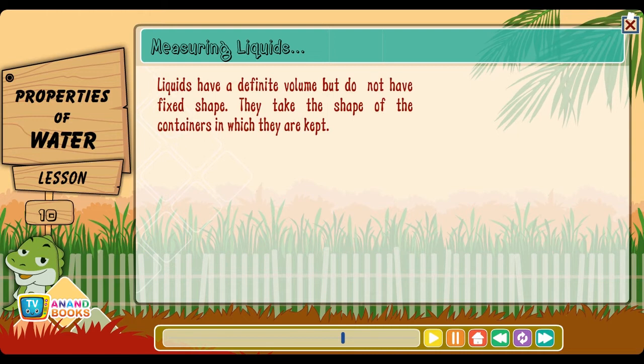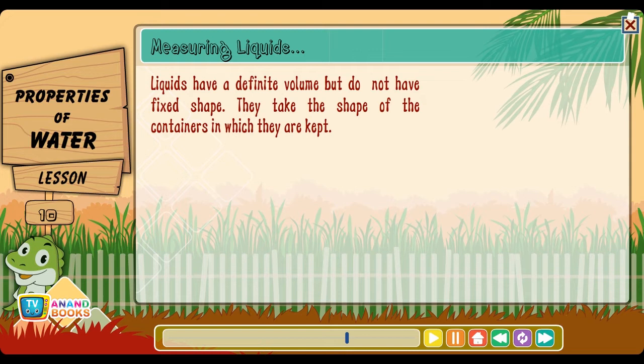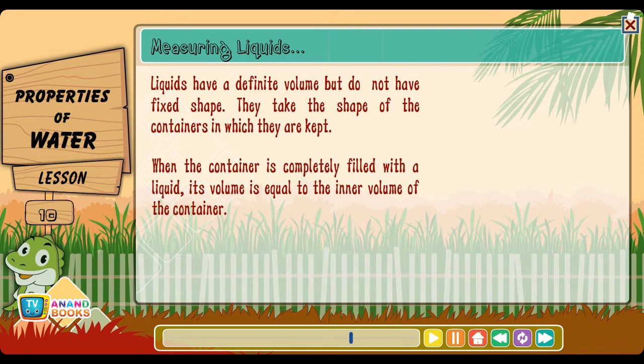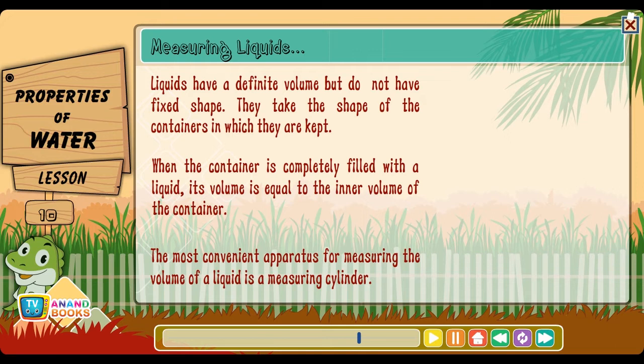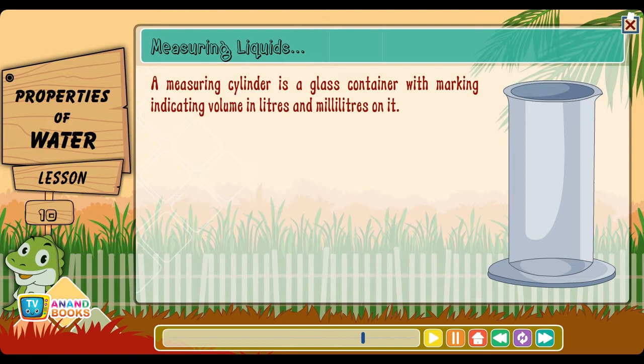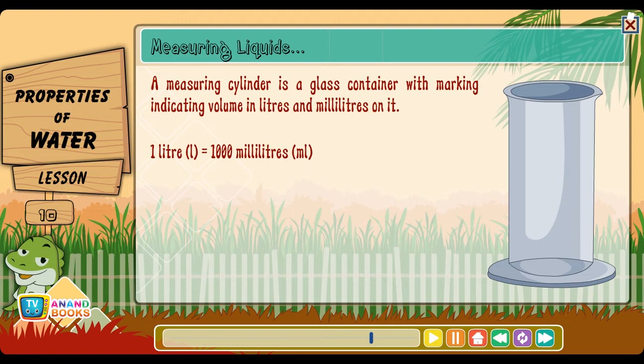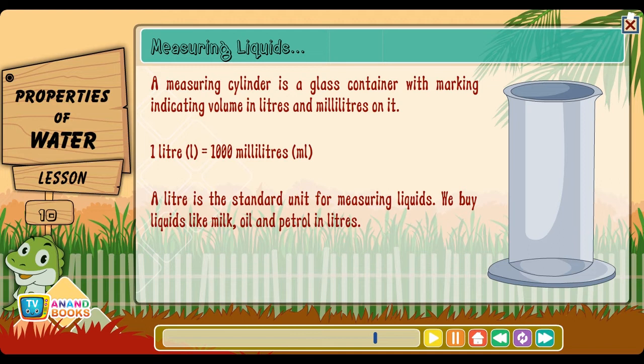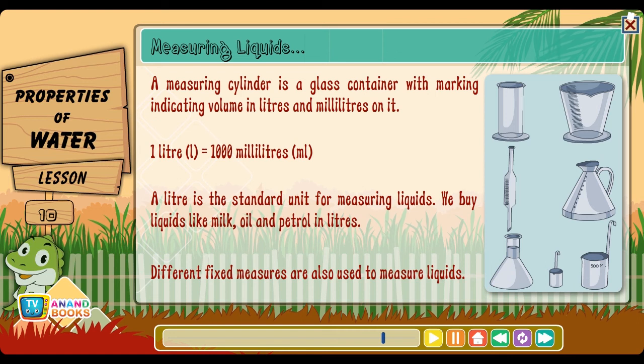Measuring liquids. Liquids have a definite volume, but do not have a fixed shape. They take the shape of the containers in which they are kept. When the container is completely filled with a liquid, its volume is equal to the inner volume of the container. The most convenient apparatus for measuring the volume of a liquid is a measuring cylinder. A measuring cylinder is a glass container with markings, indicating volume in liters and milliliters on it. 1 liter is equal to 1000 milliliters. A liter is the standard unit for measuring liquids. We buy liquids like milk, oil and petrol in liters. Different fixed measures are also used to measure liquids.